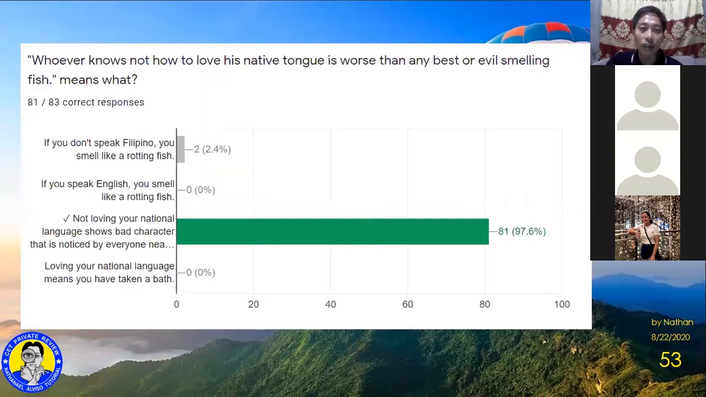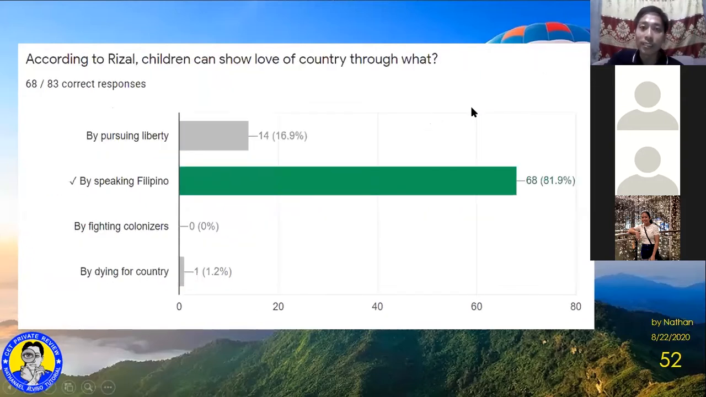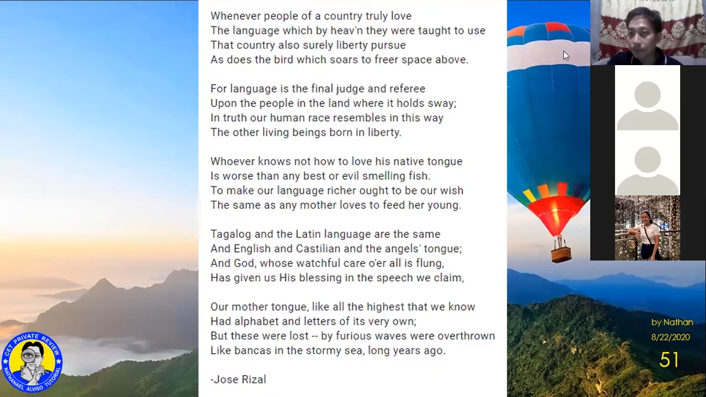Whoever knows not how to love his native tongue is worse than any beast or evil smelling fish. Means what? So this is in the song, ang hindi magmahal sa sariling wika ay mabaho pa at mas mabaho pa sa malansang isda. So now you know where the lyrics of that song comes from. It comes from Rizal. So when we read the poem, that's the question that we will answer.